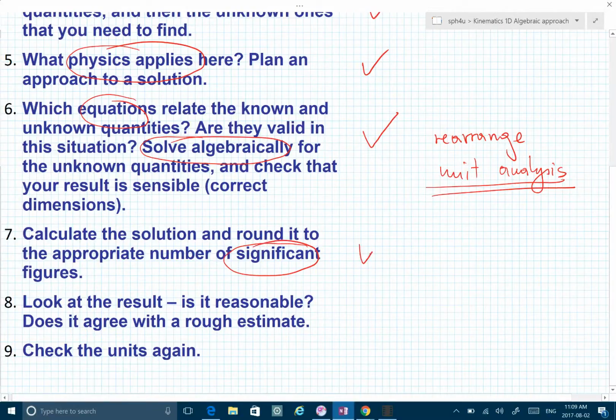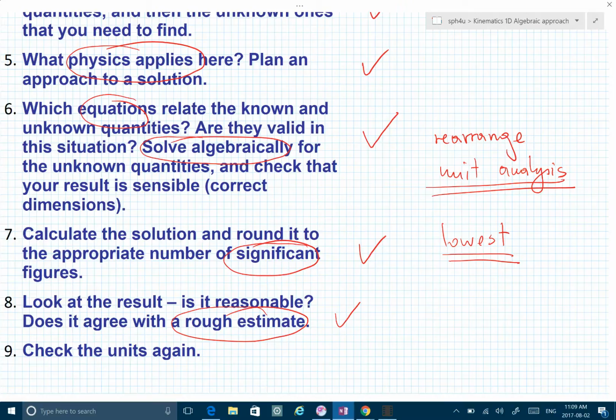We take care of significant digits. Remember, to keep it safe, always take the lowest. All right. And then we do a rough estimate. Like, does our answer even make sense? Like, if I ask you, what's the speed of a runner, a human, and you find it to be 45 meters per second, that's not something that makes sense. Okay, it's not reasonable. So you have to check your numbers again. All right. And at the end, you check the units one more time, and then you report your final answer. All right. So those are the general steps for solving a physics problem.